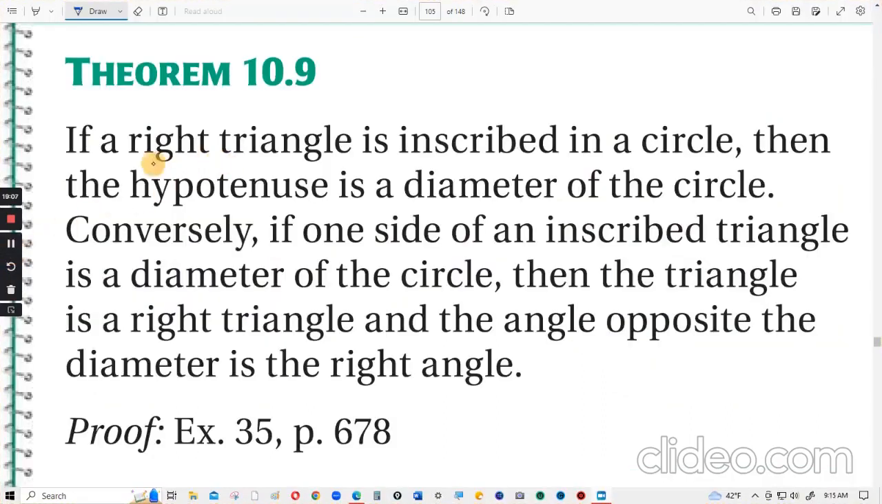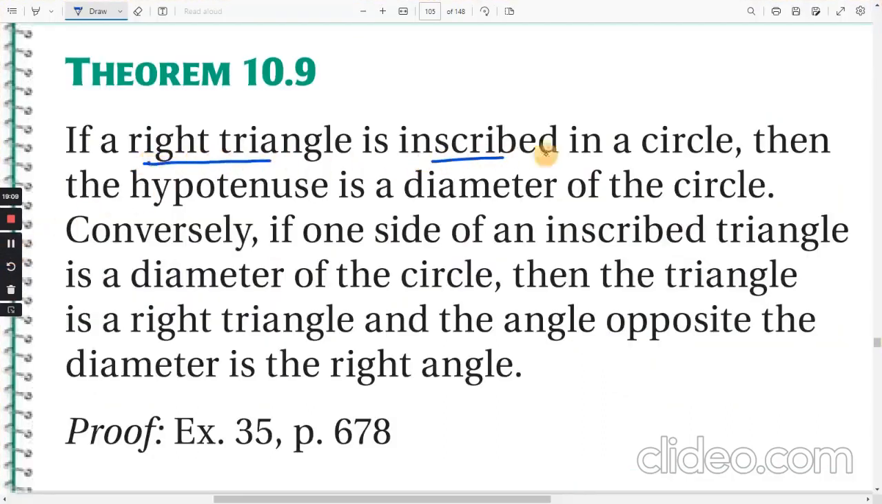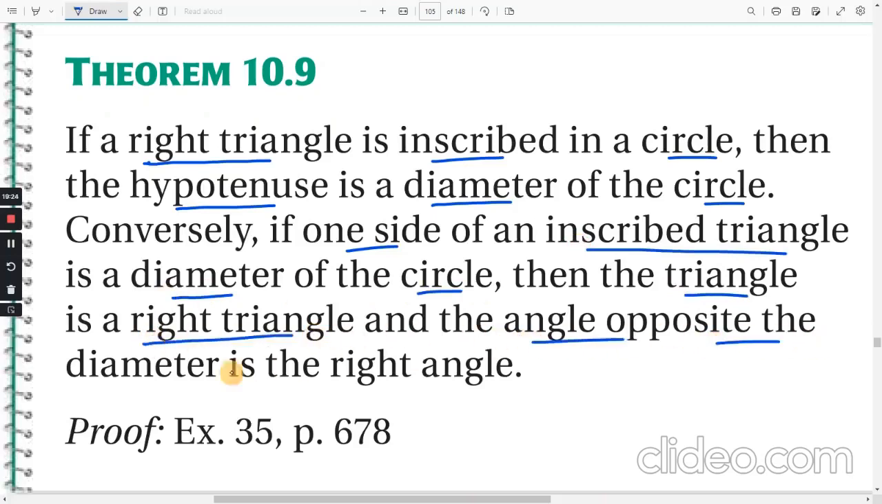If a right triangle is inscribed in a circle, then the hypotenuse is a diameter of the circle. Conversely, if one side of an inscribed triangle is a diameter of the circle, then the triangle is a right triangle and the angle opposite the diameter is a right angle.